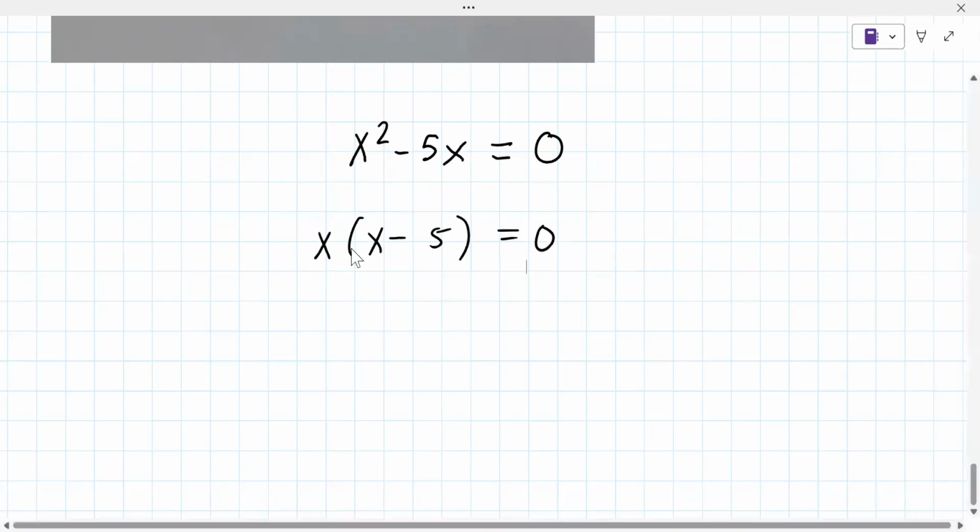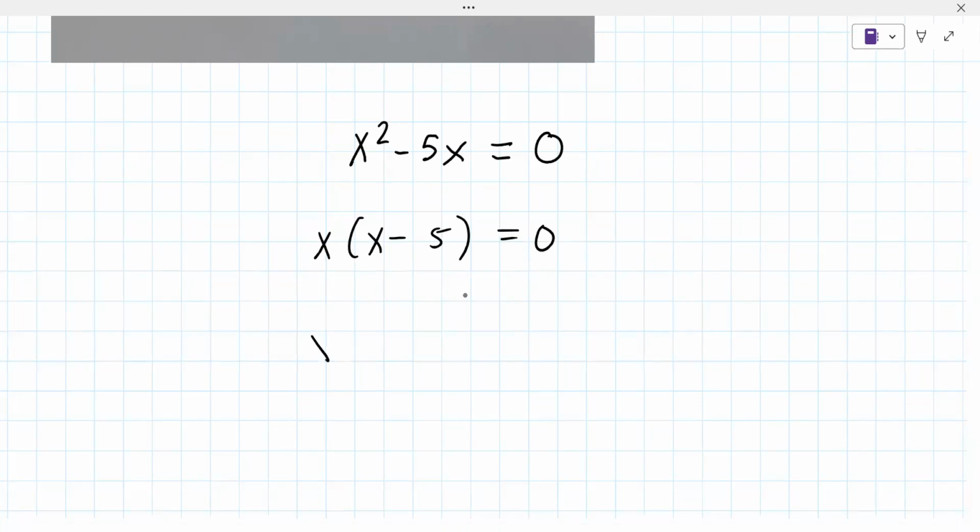Okay, now that's the start of this one. This one's a little bit different. Now, in this one, you set each of these equal to 0.